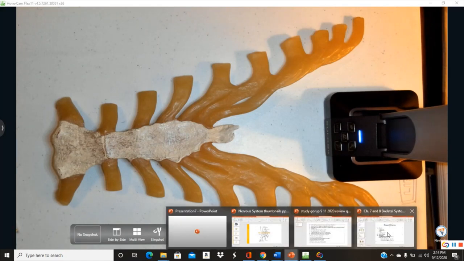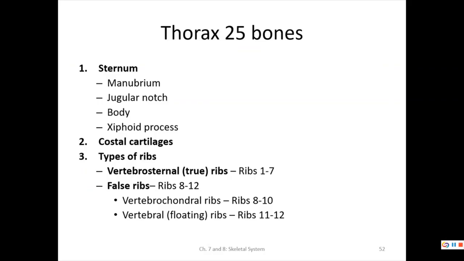Now, on the multiple choice section of my exam, I'm going to ask you guys, ribs 1 through 7 are called what? Vertebrosternal or true ribs. False ribs are ribs 8 through 12.